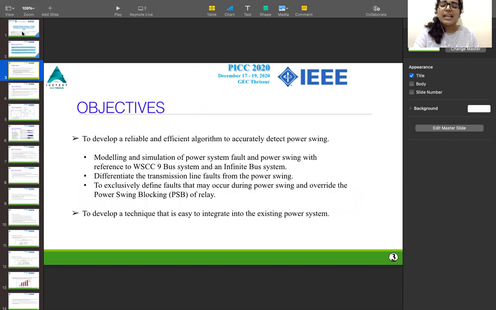Our objective is to model a power system grid and create an efficient algorithm to accurately differentiate fault conditions, power swing cases, and those cases where fault as well as power swing occur together, and in turn ensure proper relay operation, hence overriding the power swing blocking mode of the relay.